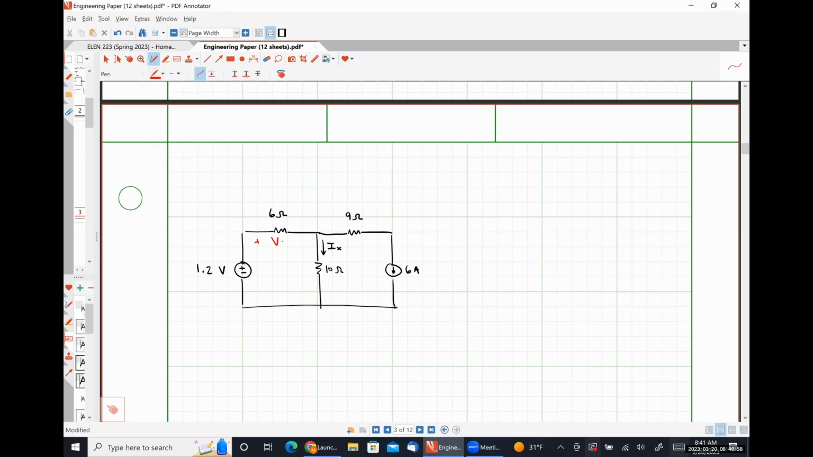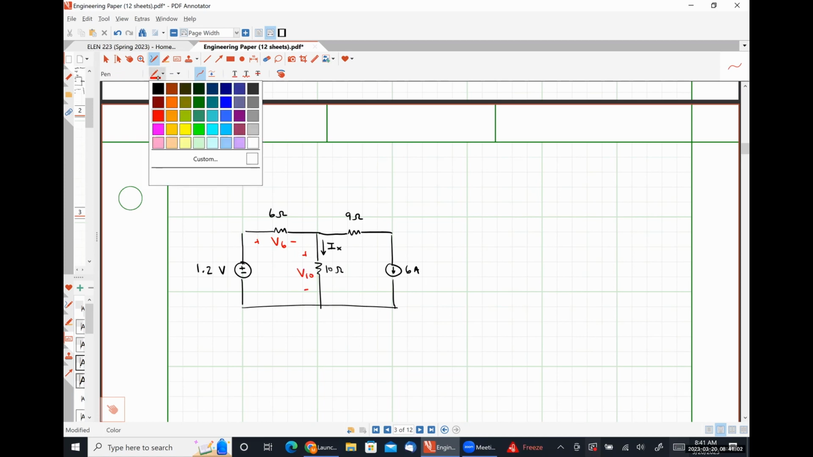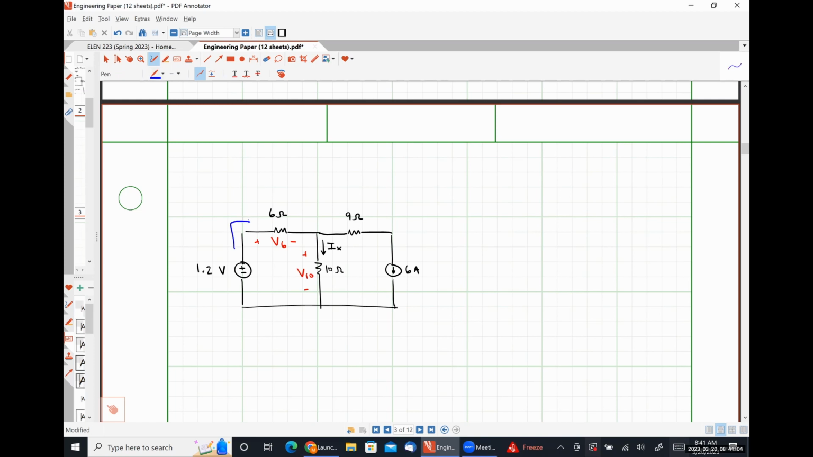This is going to be V6. This will be V10. This is I6. And when we write our Kirchhoff's voltage law equation, we're going to have 1.2 volts equal to V6 plus V10.